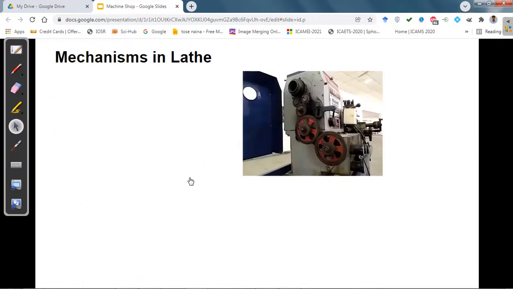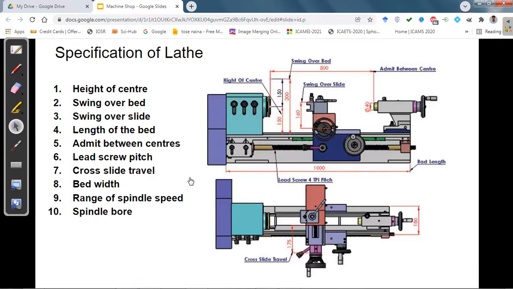Okay, next is specification of lathe. Now in specification of lathe, we'll see what are the different dimensions or the different parameters that you should mention when you need a particular machine.